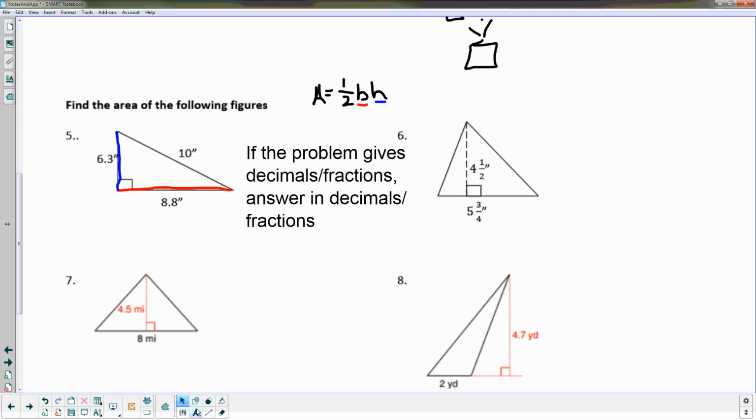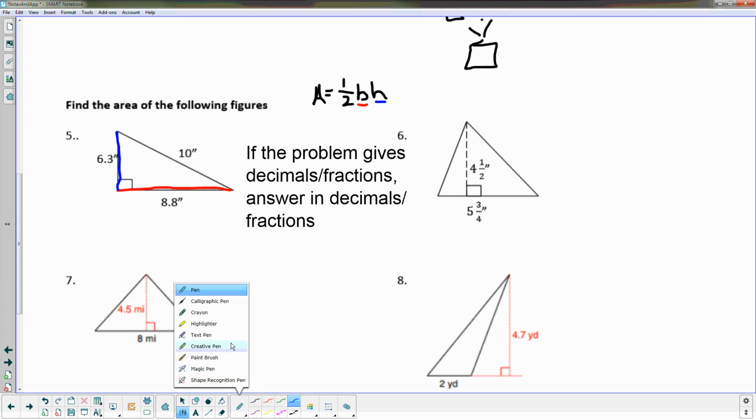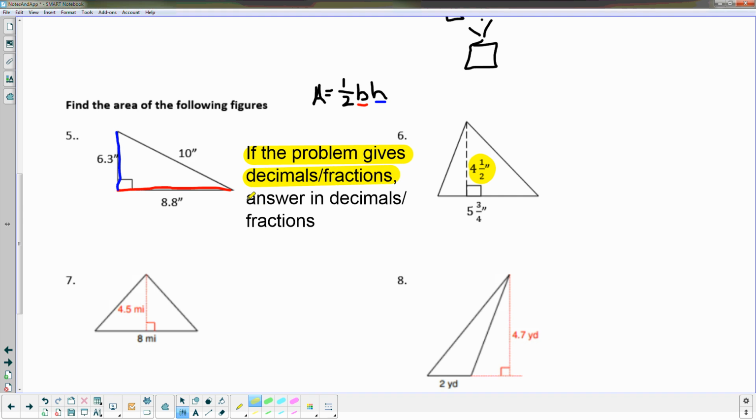This one over here has mixed numbers or fractions. Now I do have a little bit of lenience on if it gives mixed numbers, you can give me improper fractions. But if it gives me decimals, I can answer in decimals. If it gives me fractions, I need to answer in fractions. I don't want to see the answer to number 6 in decimals. I don't want it. That's not good work as far as getting scored for this goes. So pay attention to what you're doing.